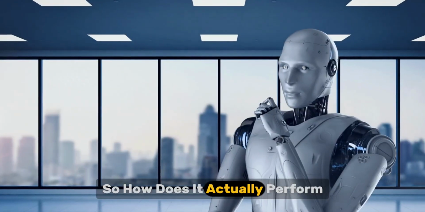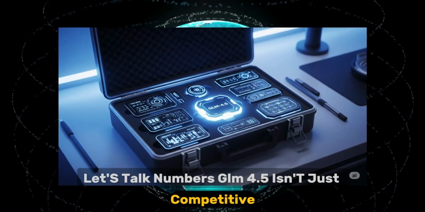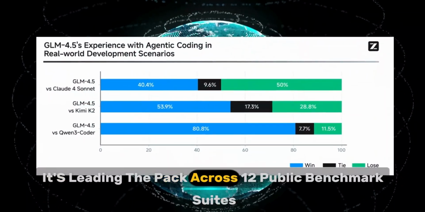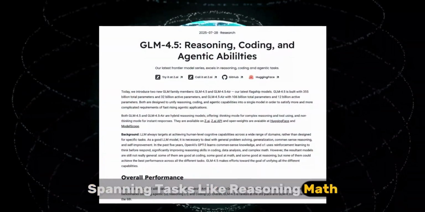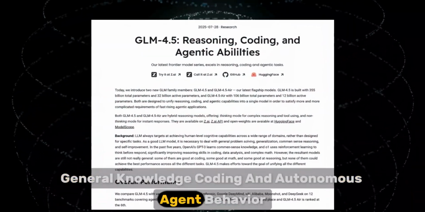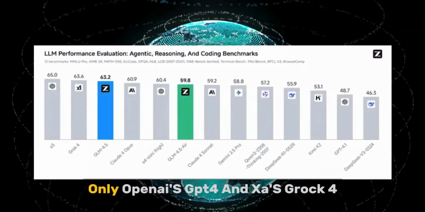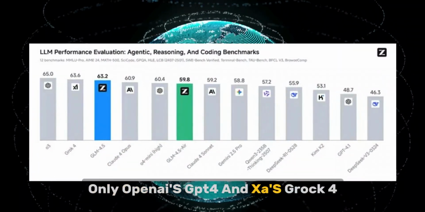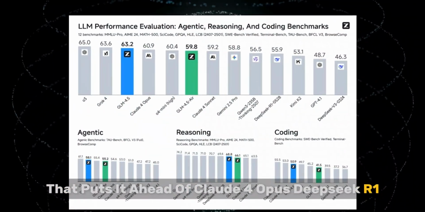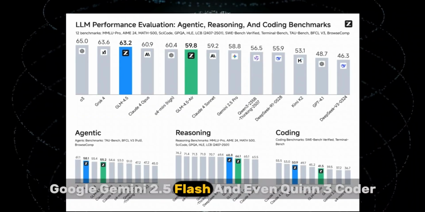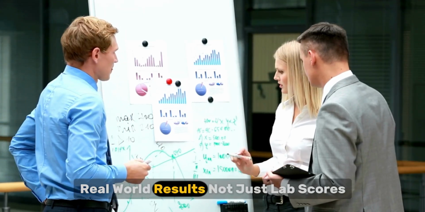So how does it actually perform? Let's talk numbers. GLM 4.5 isn't just competitive. In many cases, it's leading the pack. Across 12 public benchmark suites, spanning tasks like reasoning, math, general knowledge, coding, and autonomous agent behavior, GLM 4.5 ranked third globally, behind only OpenAI's GPT-4 and xAI's Grok 4. That puts it ahead of Claude 4 Opus, DeepSeek R1, Google Gemini 2.5 Flash, and even Qwen 3 Coder, a specialized code model. Real-world results, not just lab scores.